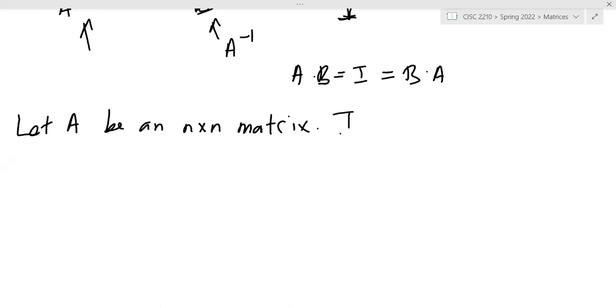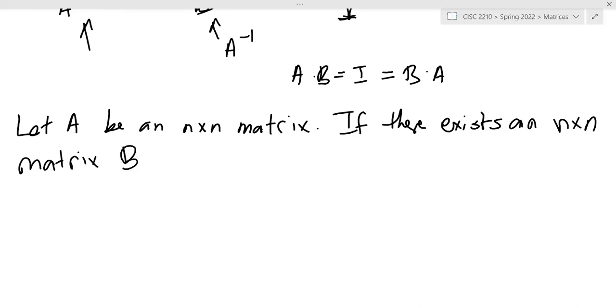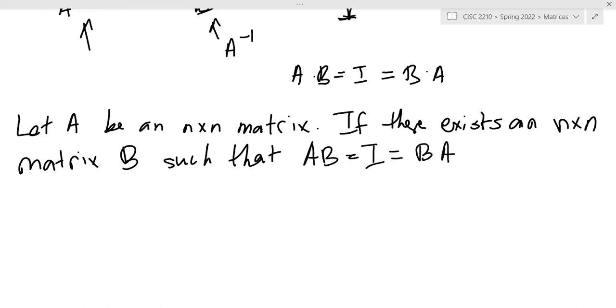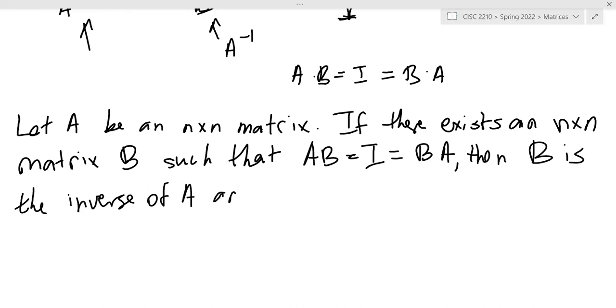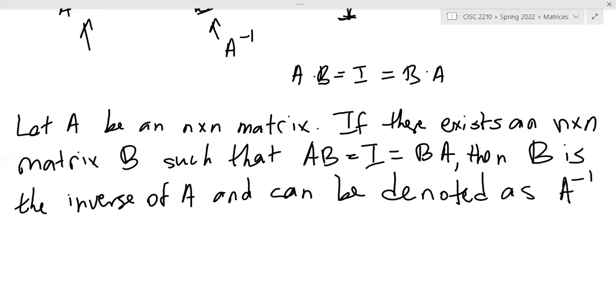So we'll say this: if there exists an n by n matrix B such that A times B is equal to the identity matrix, and that's also equal to B times A, then B is the inverse of A, and can be denoted as A inverse. So B is A inverse.